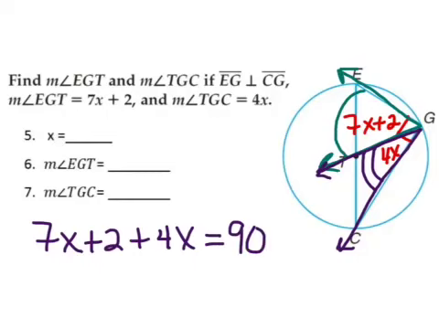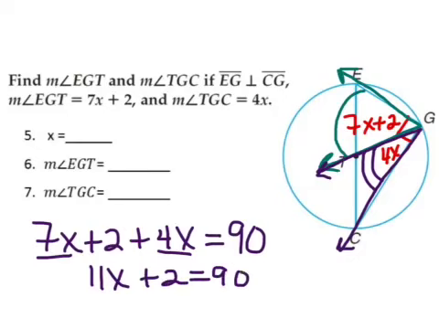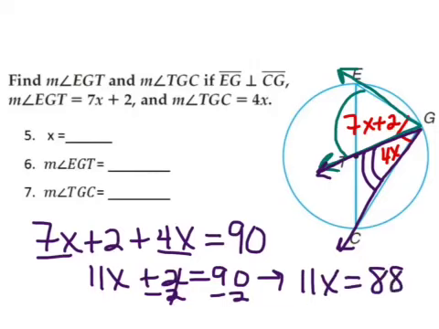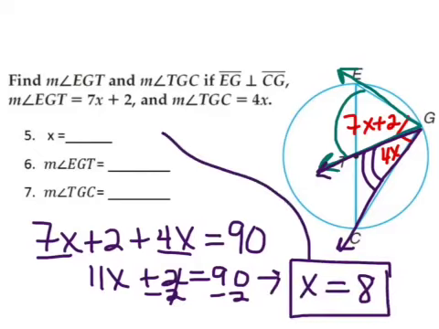Now that we've set up an equation, let's do some algebra. Combining like terms, we know that 7x plus 4x is equal to 11x plus 2. Let's isolate our variable by subtracting 2 from both sides. And then we get that 11x is equal to 88. Dividing both sides by 11, we end up with x is equal to 8. So let's plug that information in over here and then answer our question in full.